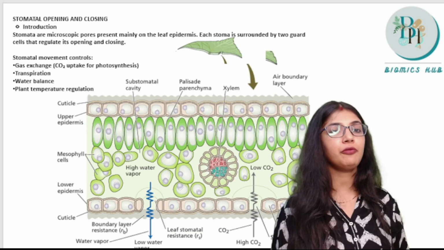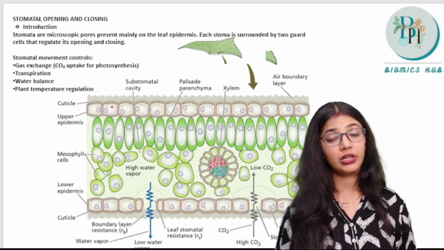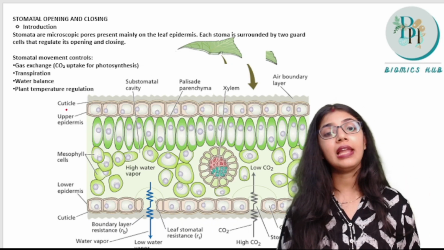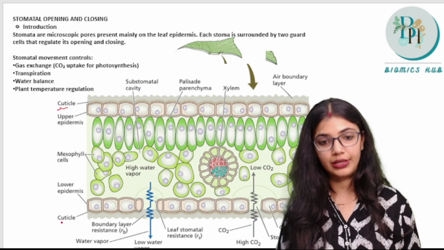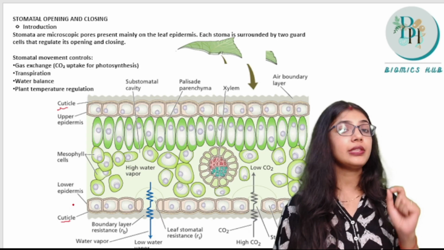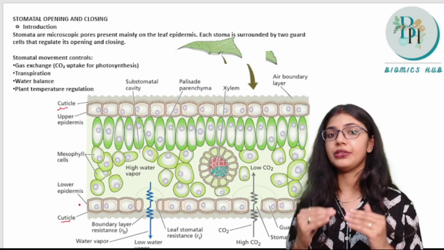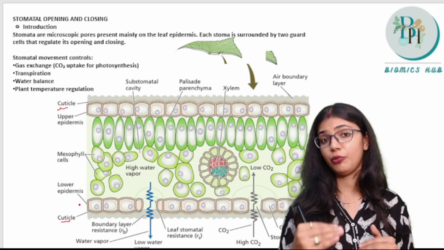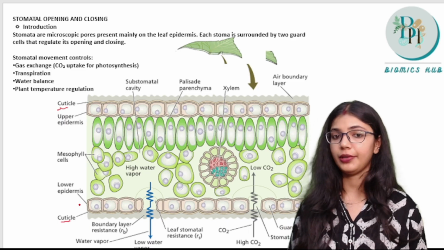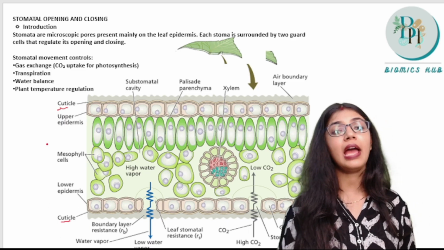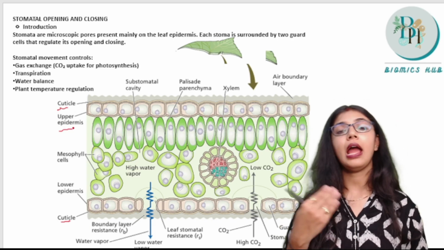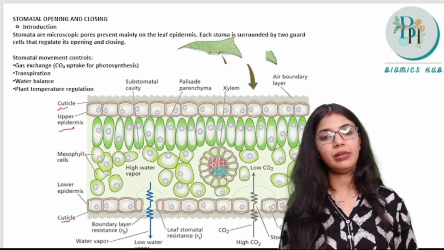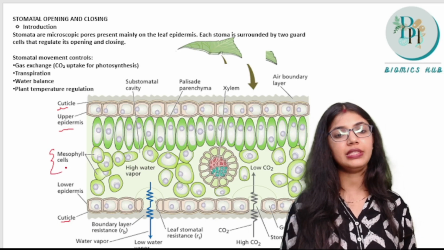Before that, we have to understand the structure of the stomata and the structure of the leaf. In the leaves, there are two layers, in the upper region and the lower region, which are known as cuticle. This cuticle is present for protecting the plant from excess loss of water. Below this are the epidermal cells. In the upper region there is the upper epidermal cell, in the lower region there is the lower epidermal cell, and in between is the mesophyll cell.